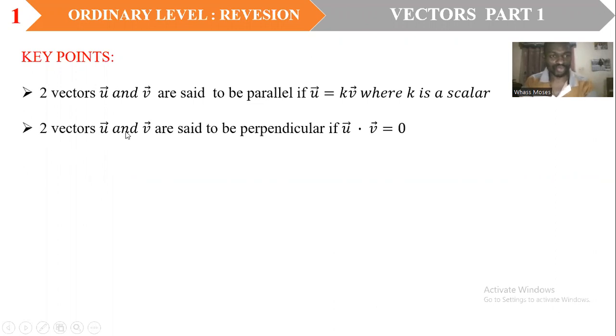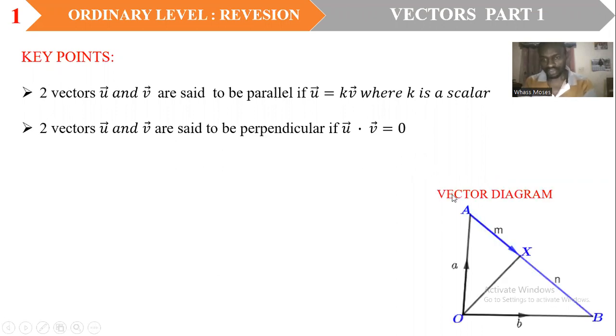Secondly, two vectors u and v are said to be perpendicular if the dot product of u and v is 0. So when you want to verify that two vectors are perpendicular, just find the dot product of the two vectors and verify if the result will give you 0.